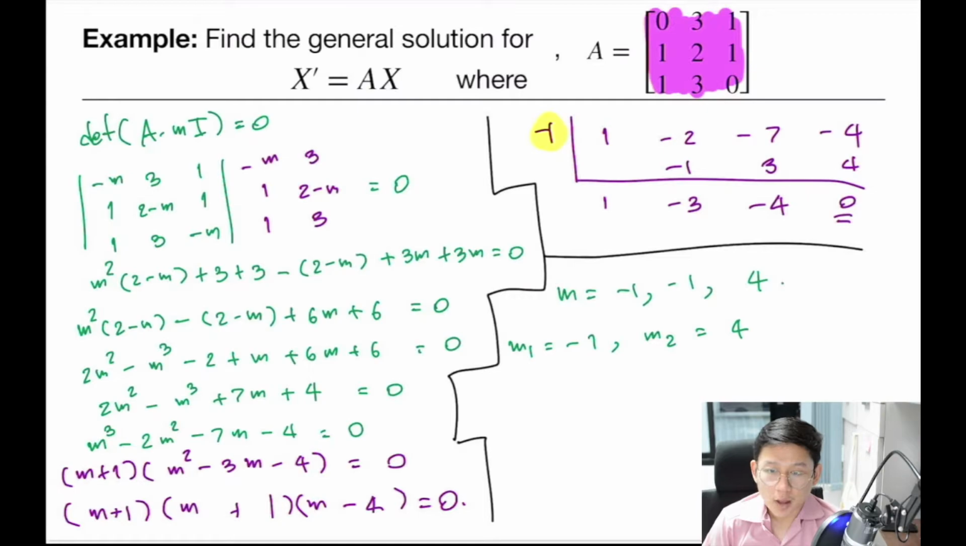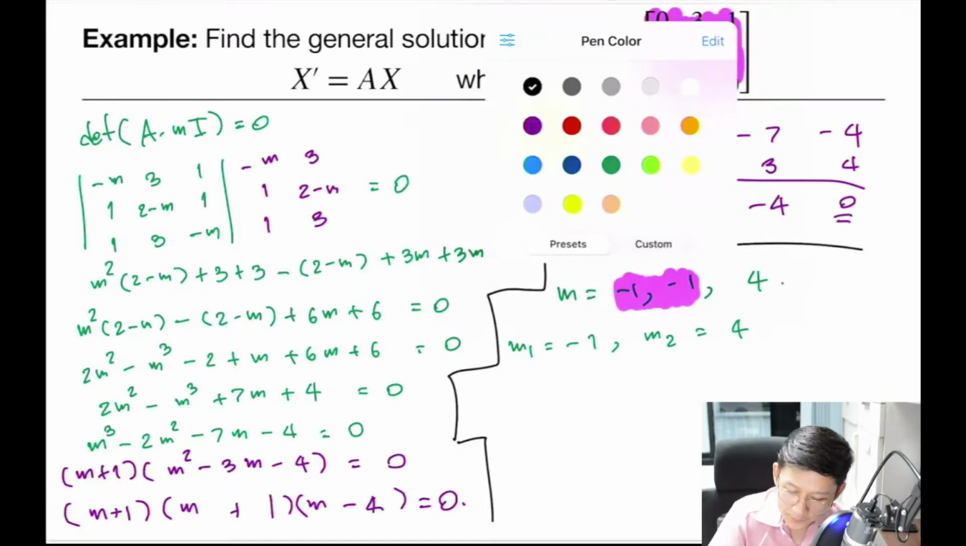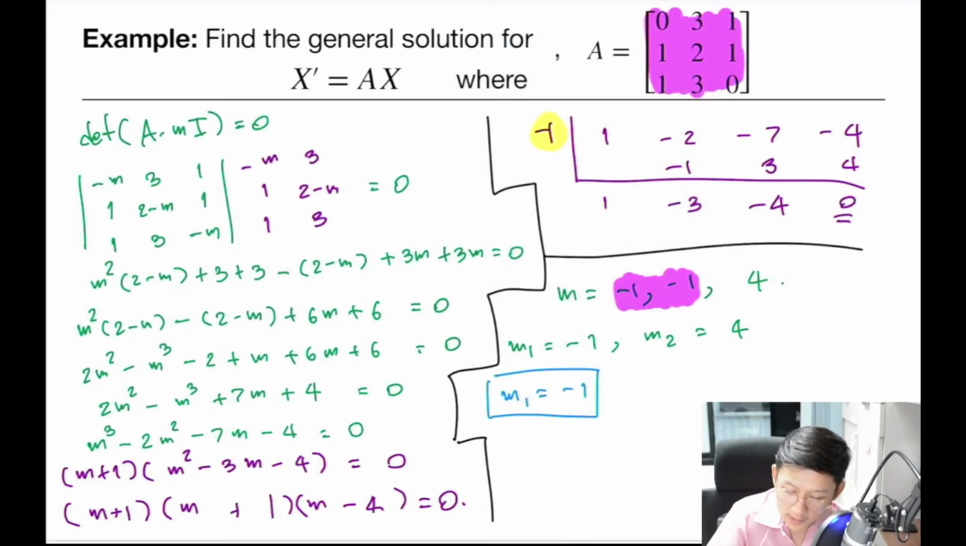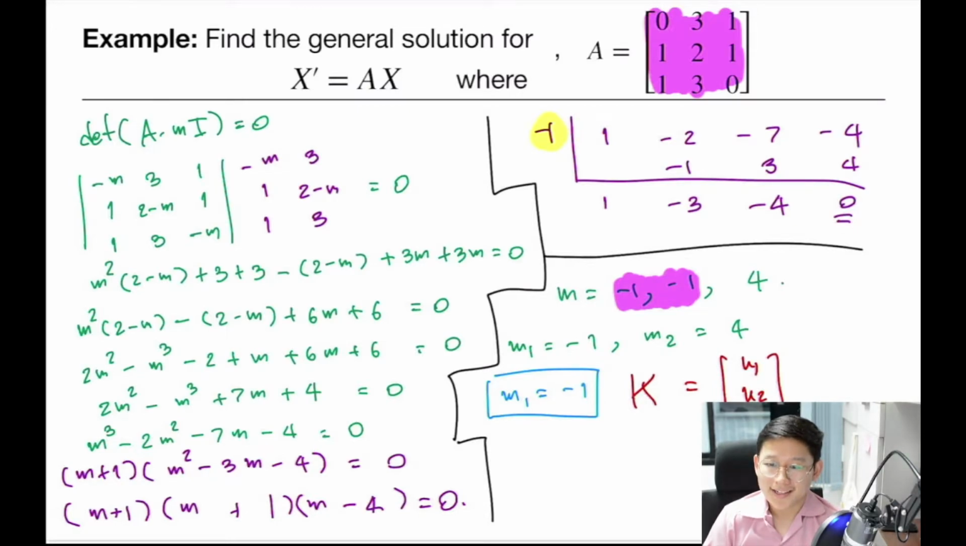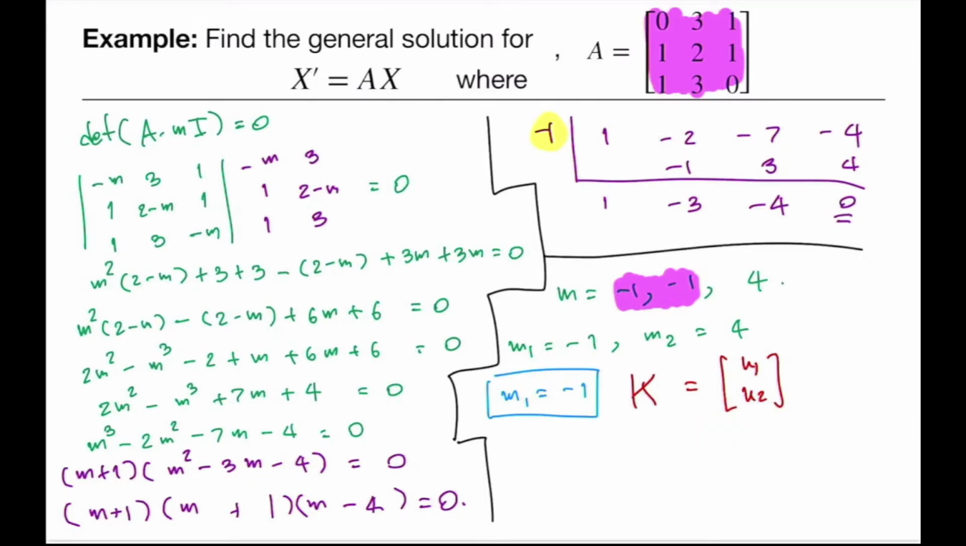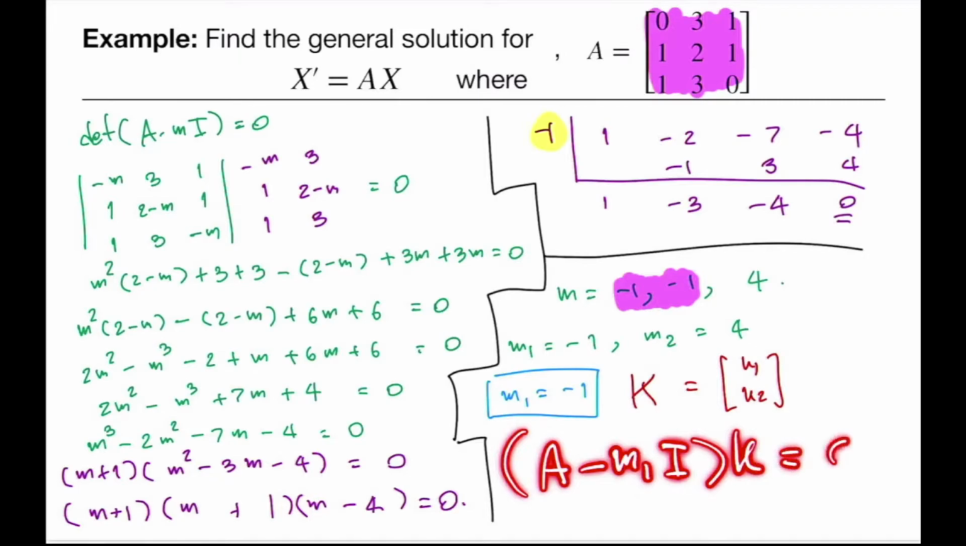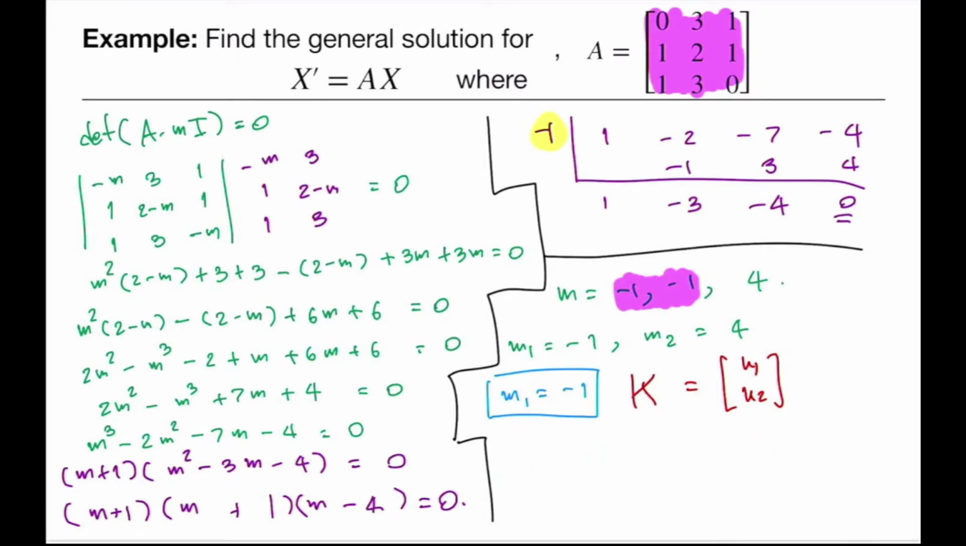Okay. Then, what's next? We first need to take m1, which is minus 1 but is repeated twice. Is repeated twice, right? So, I'm going to take m1 equals minus 1, and then I'll solve for k, which is k1, k2. Okay. And how to do so? To do so, I need to solve the equation a minus m1 i times k equals 0, right? And that would be, what is it?